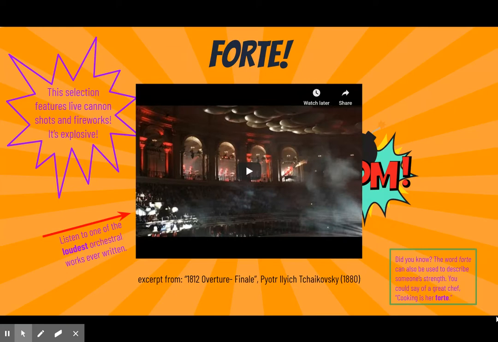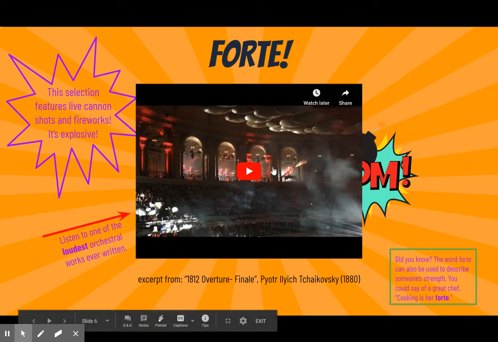Now let's listen to a forte sample. This is one of the loudest music examples ever. It incorporates live cannons and fireworks.